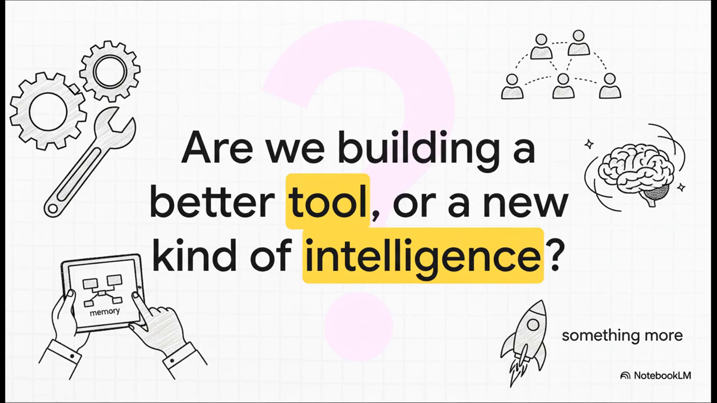And all of this leaves us with one final, pretty provocative thought. Context engineering is giving AI memory. It's giving it tools, it's giving it the ability to collaborate. So the big question we have to ask ourselves is this: are we just building a better, more sophisticated tool, or are we actually engineering the foundations of a new kind of intelligence altogether? That's definitely something to think about.